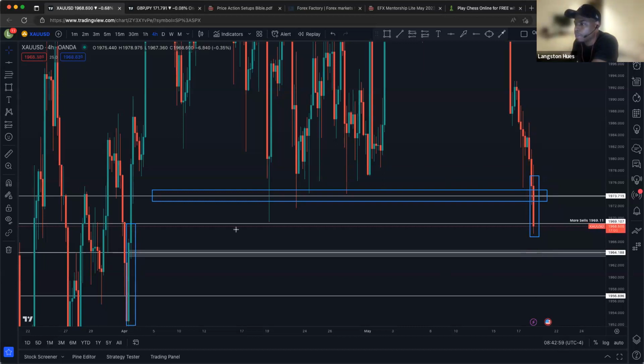And now that we're below this area, right? We said this area had these wicks, right? Now we're below this area. So now you can potentially have these clean moves down, further down, right? So it looks good.